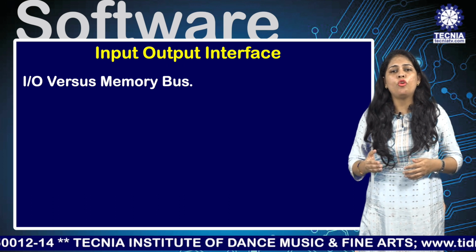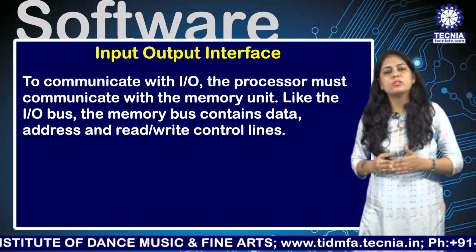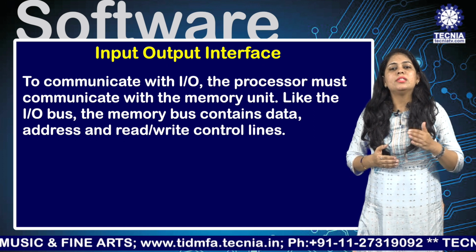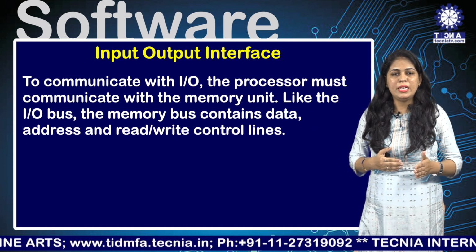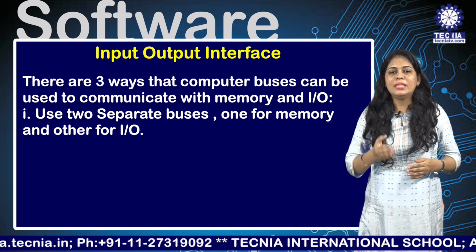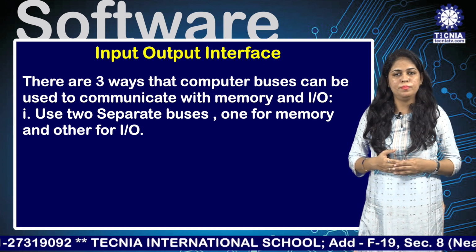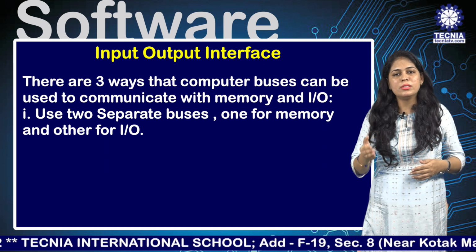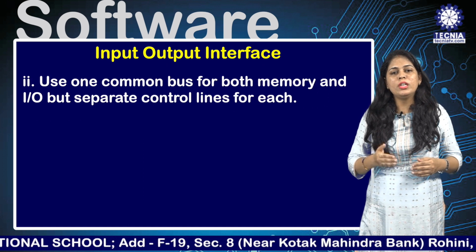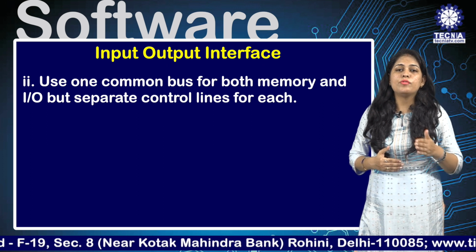Next is input-output versus memory bus. To communicate with input-output, the processor must also communicate with the memory unit. Like the input-output bus, the memory bus contains data, address and read-write control lines. There are three ways that computer buses can be used to communicate with memory and input-output. First is to use two separate buses, one for memory and the other for input-output. Second is to use one common bus for both memory and input-output but separate control lines for each.